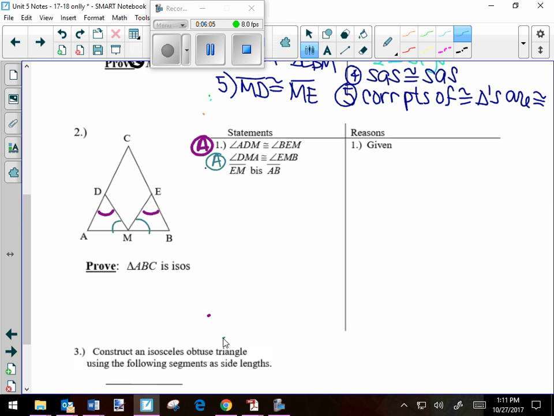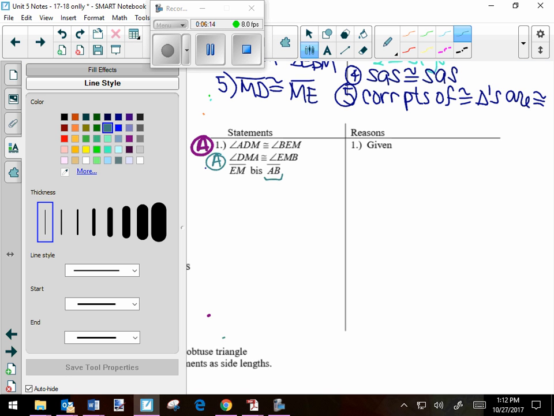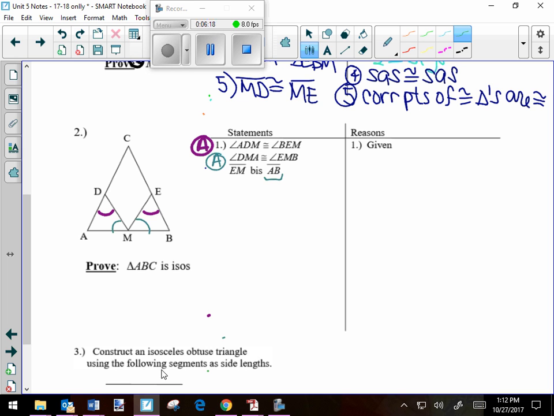In the next given, it tells me that EM bisects segment AB. So what this means is that AB should be getting a midpoint. Where EM goes along and hits AB, that should be where the midpoint is. So EM comes along and hits AB right here. That means that M is going to be the midpoint of AB. So M is the midpoint of AB. That'll be my reason 2.